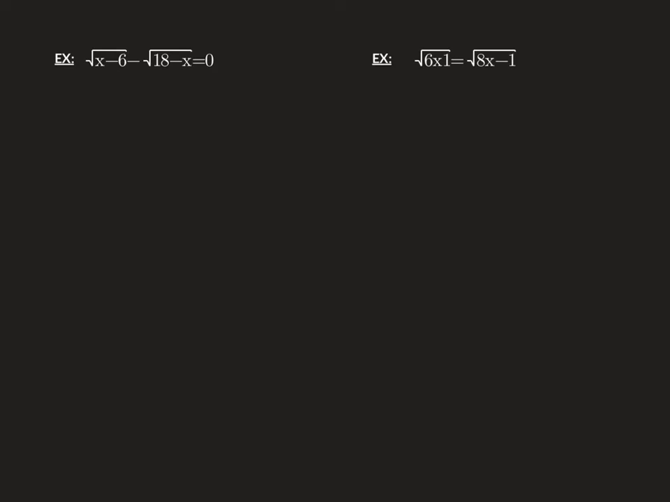All right, hopefully you had a chance to try these. So let's go through the steps. I noticed that this is a 2 radical equation again. So I've got the square root of x minus 6 minus the square root of 18 minus x. 2 radicals. And I know the first step is to get it to be radical equals radical. So the first thing I'm going to do is add the square root of 18 minus x. But I have to do it to both sides. I can't just do it to one side. So we get the square root of x minus 6 equals the square root of 18 minus x.